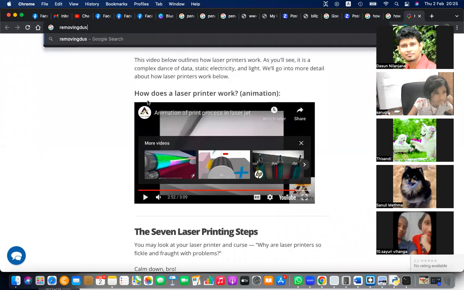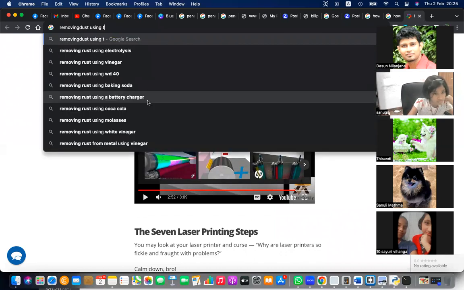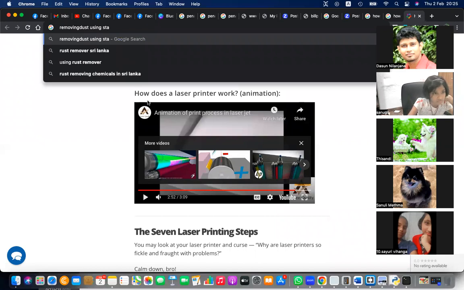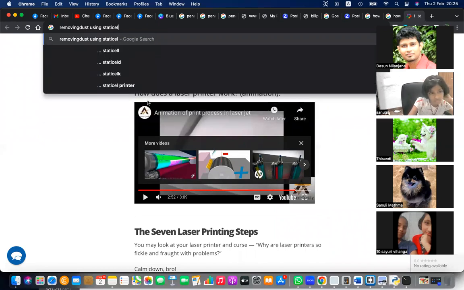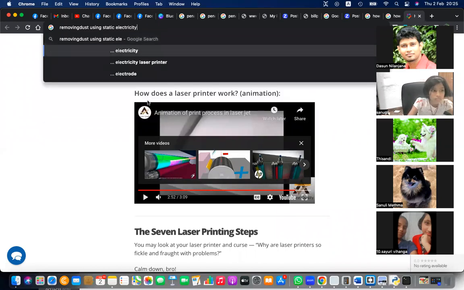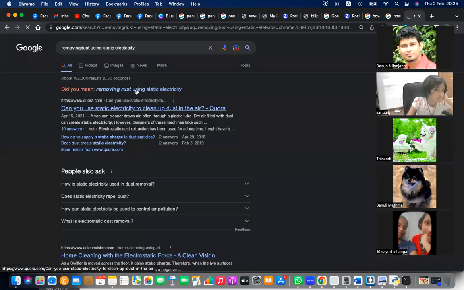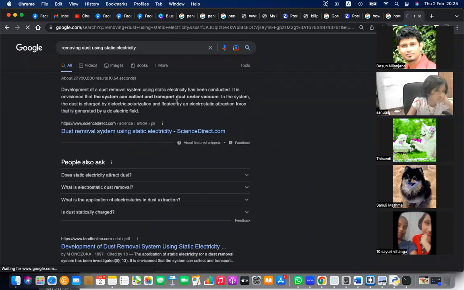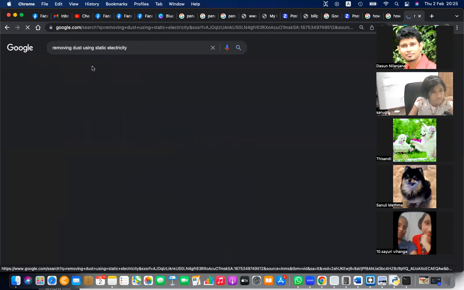Okay, removing dust using static electricity is another. Right. Removing dust using static electricity. Right. So this is another usage.